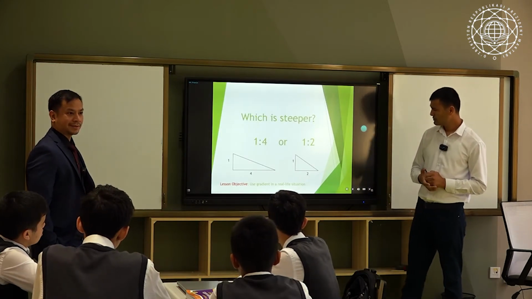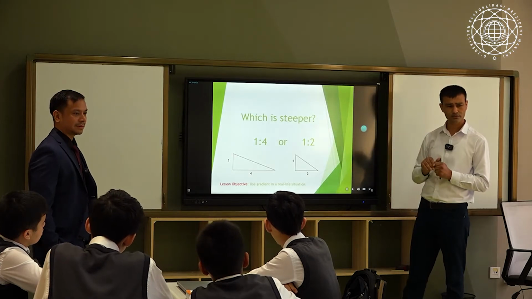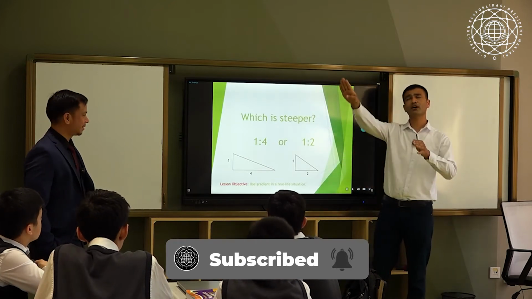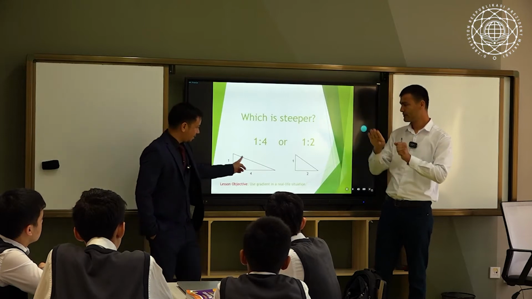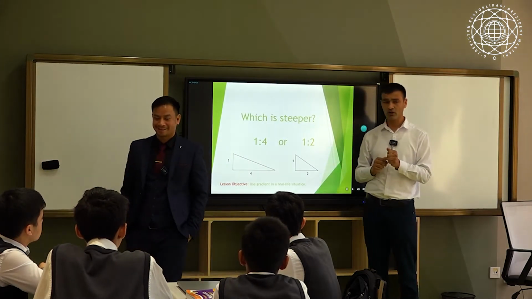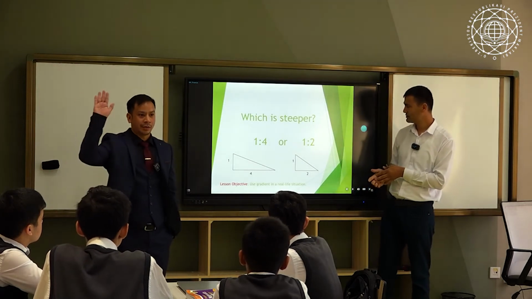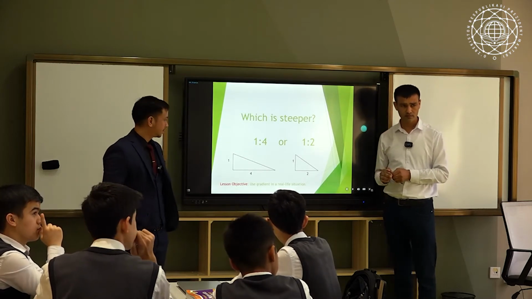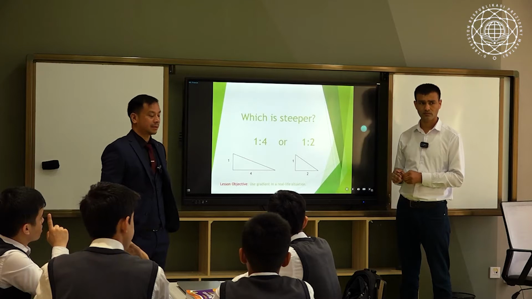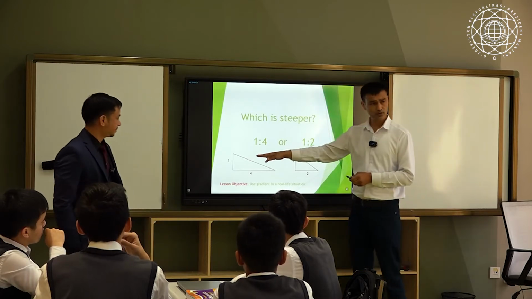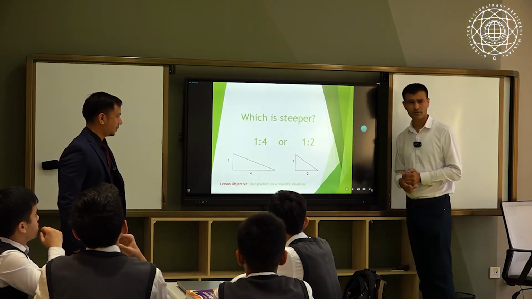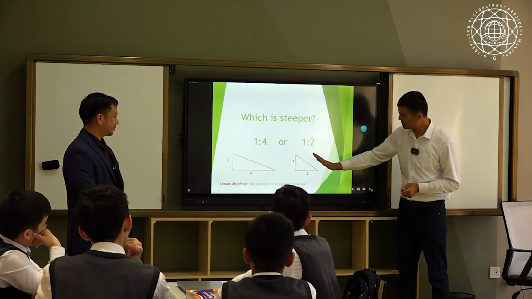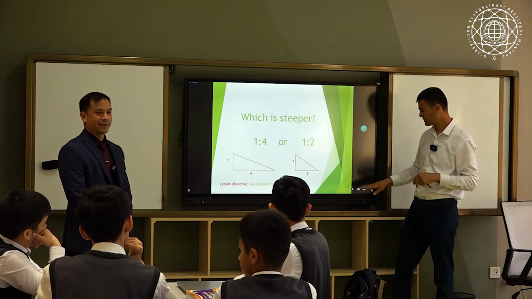Which one is steeper? 1 over 4 or 1 over 2? If we draw going up, look at the gradient. Which one is steeper? Could you explain? It is 1 over 2 because its gradient is greater than the first. No, it's the second one. Second one. Okay. Do you agree? Yes. Very good. Because this side is higher. Steeper. Yes, steeper.